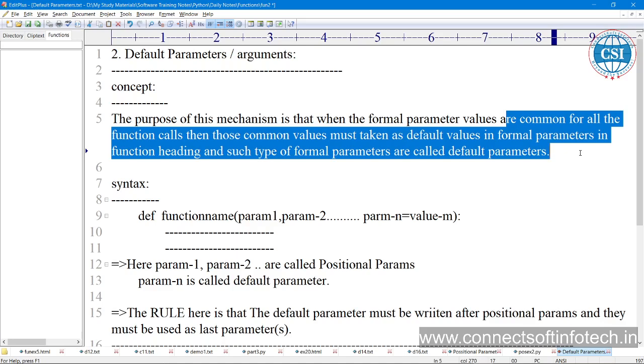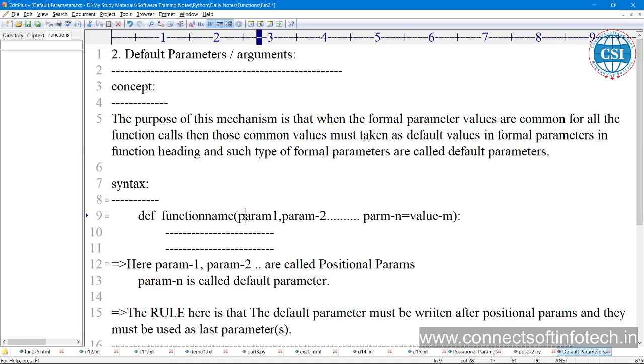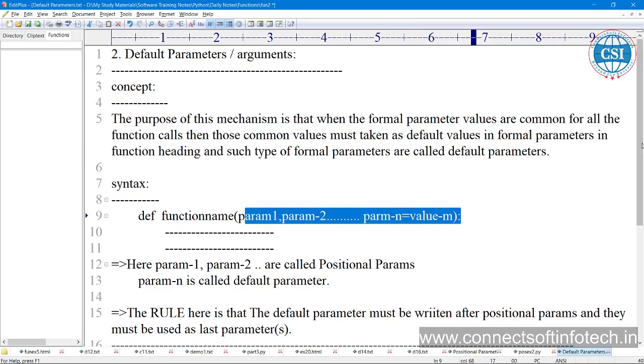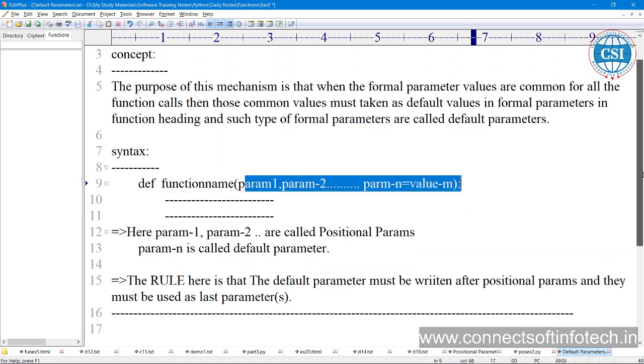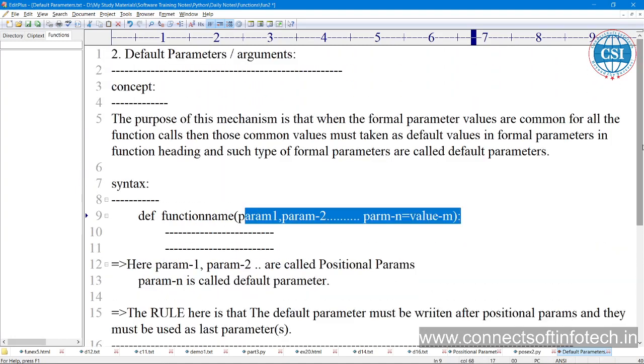It means all these parameters are going to be the same. When we write the function definition, there must be the parameters, and the same parameters we are going to use in the arguments for calling the function. So that means we can say these are default parameters.